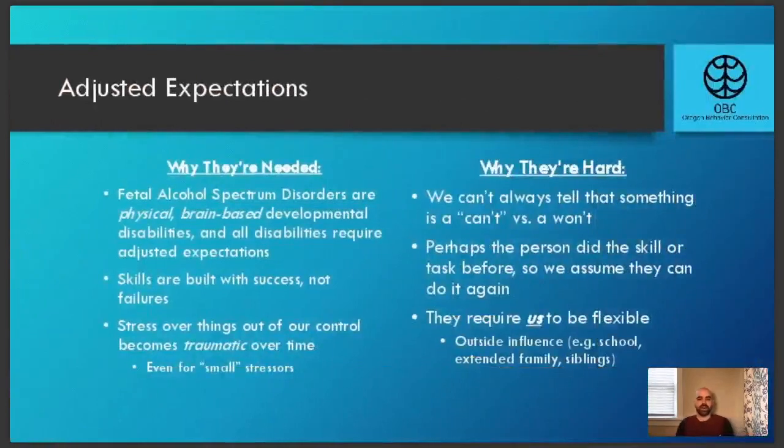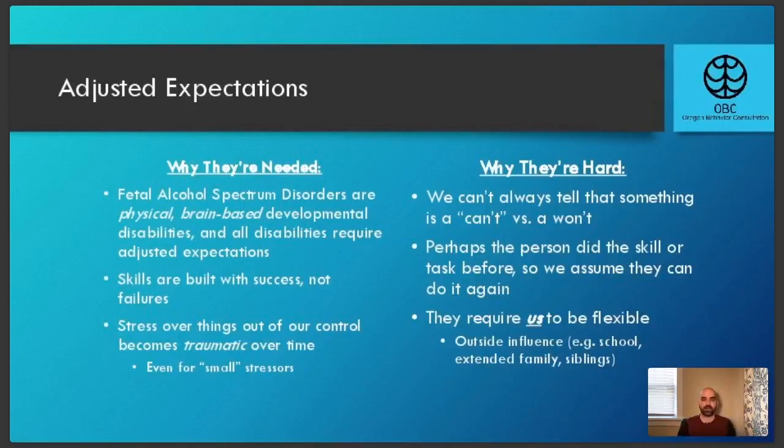So let's talk about another essential support. And we don't always think about adjusting our expectations as being a support, but it is. It is a legitimate support that people need. And we want to remember, why are they needed? Because fetal alcohol is a physical, brain-based disability. And just like any other disability, there's going to need to be accommodations made, but they're going to look different.